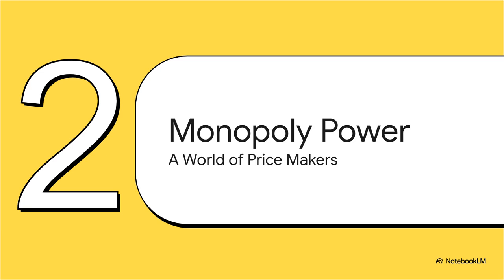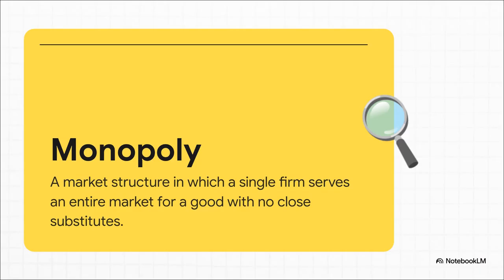Okay, time to do a complete 180. Let's swing to the total opposite end of the spectrum. Forget about thousands of tiny firms. Let's talk about a market with just one. This is the world of the ultimate price maker, the monopoly. A monopoly is pretty much exactly what it sounds like. It's a single company that is the only seller of a product that has no good alternatives. For that product, they are the market. And as you can imagine, that gives them a whole lot of power.